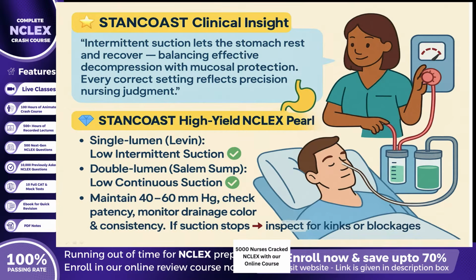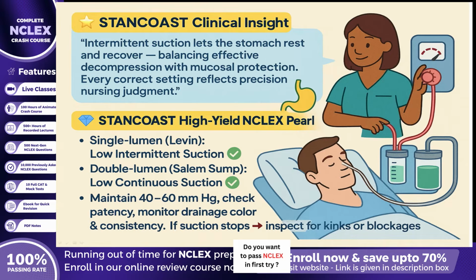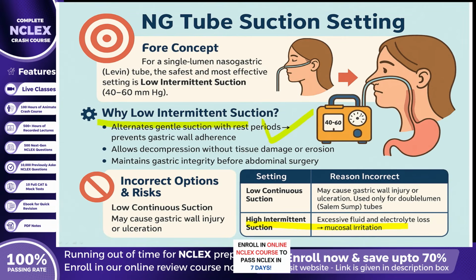Meanwhile, option 3, high intermittent suction, might seem effective for faster drainage, but the strong suction pressure can result in excessive electrolyte and fluid loss, leading to irritation of the gastric mucosa. Likewise, option 4, high continuous suction, poses the greatest danger since it delivers constant high pressure that severely injures gastric tissue and causes rapid depletion of gastric secretions, predisposing the client to metabolic alkalosis due to loss of hydrochloric acid. Hence, option 1, low intermittent suction, is the safest and most evidence-based nursing practice when managing single-lumen nasogastric tubes, providing both efficient decompression and mucosal safety.